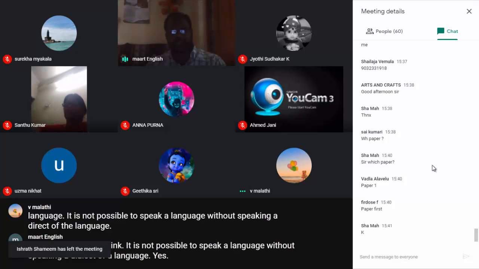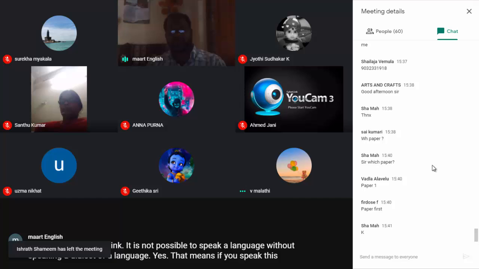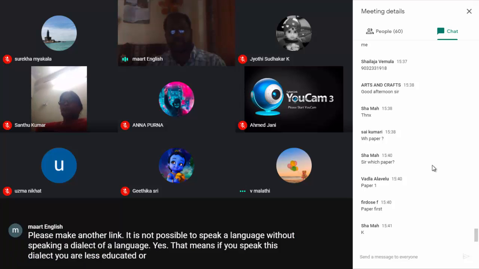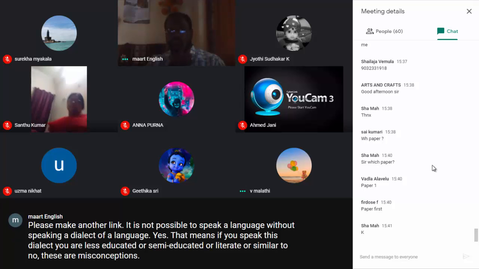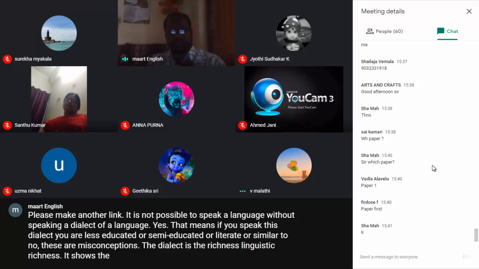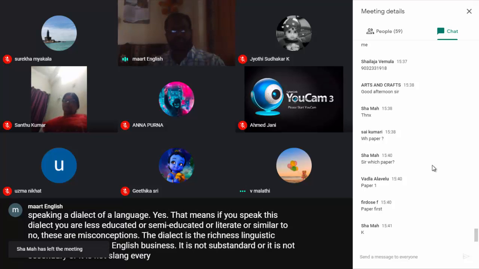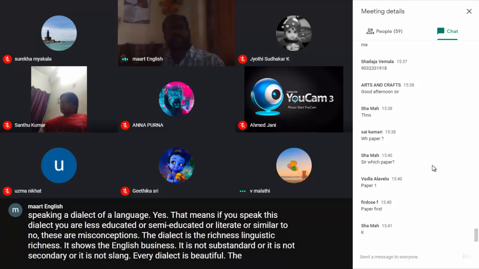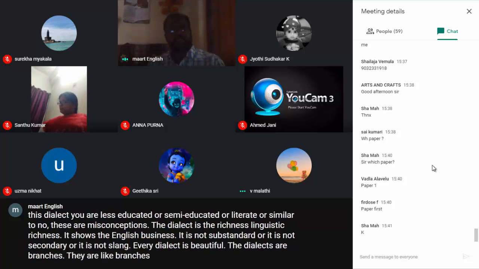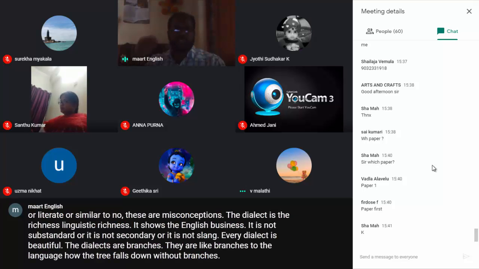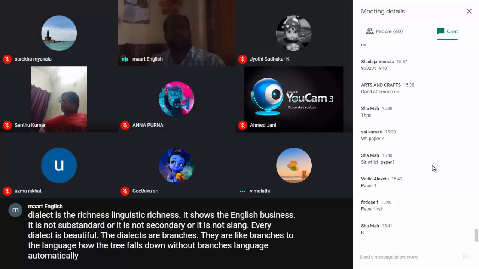Yes, that means if you speak this dialect, you are less educated or semi-educated or literate or semi-literate. No, these are misconceptions. The dialect is the richness, linguistic richness. It shows the linguistic richness. It is not substandard or it is not secondary or it is not slang. Every dialect is beautiful. The dialects are branches. They are like branches to the language. How the tree falls down without branches, language automatically gets down without dialects.